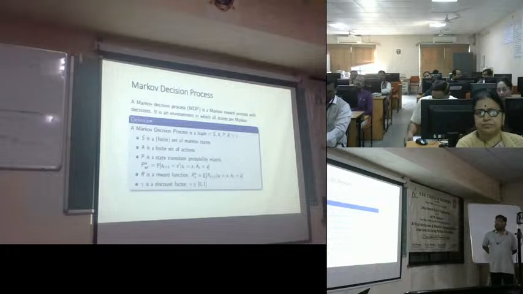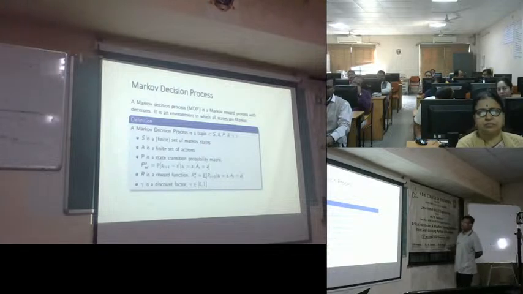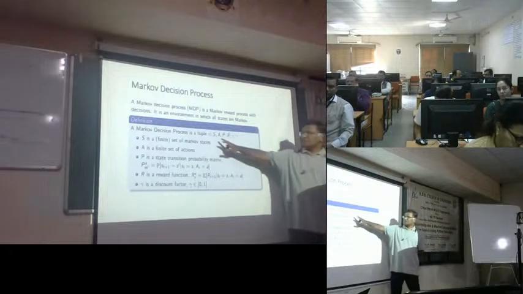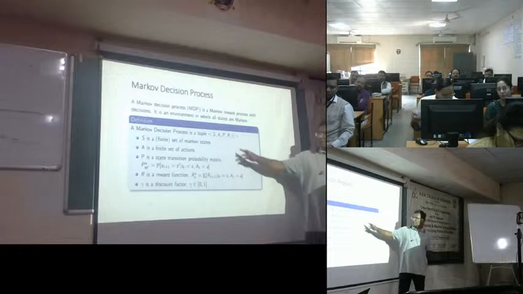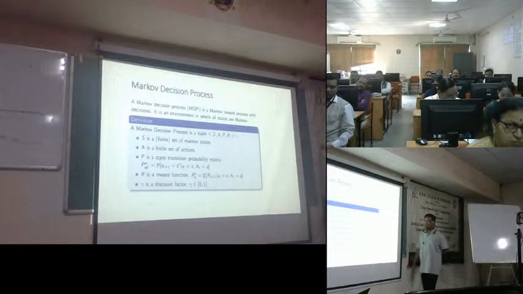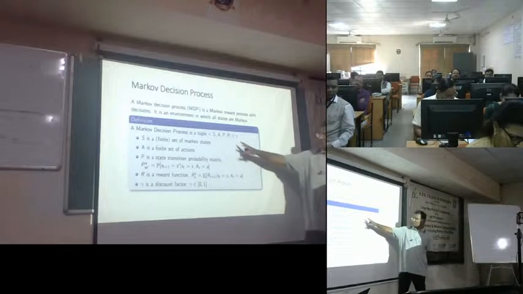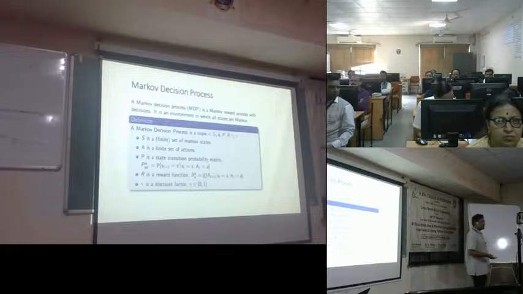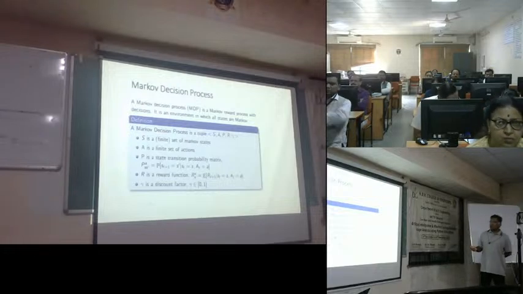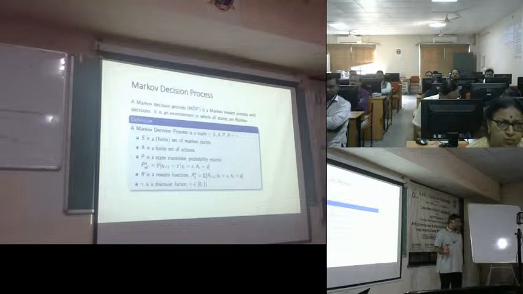So now this Markov decision process is given by this tuple: the set of states, the set of actions that we can do, the state probability matrix, the reward function given the state S and the action we do, and the discount factor. So this defines the Markov decision process.